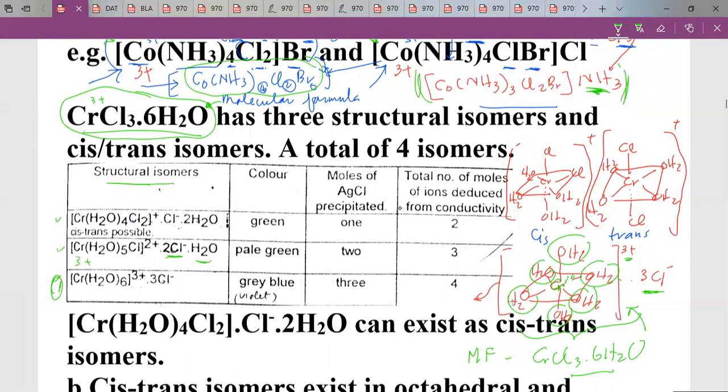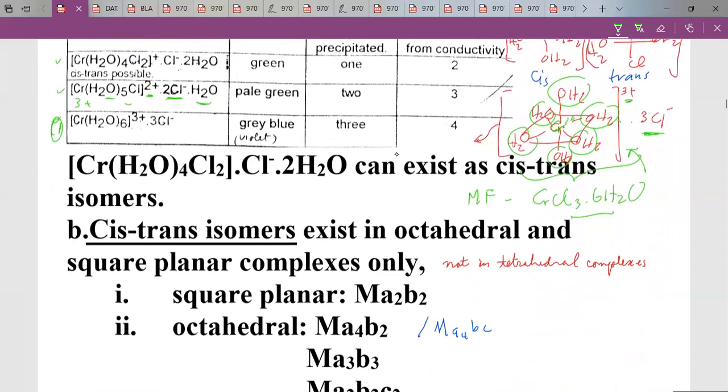The whole thing is 2 plus. Why? This is 3+, chlorine is 1 minus, so the total is 2 plus here. So for this one here, what is the formula? It's very simple. Just replace one of the things here. I'll put blue, better. Okay, Cr here. Just put chlorine anywhere here. The rest is water. So there's no cis-trans isomer. There's just a normal octahedral complex.